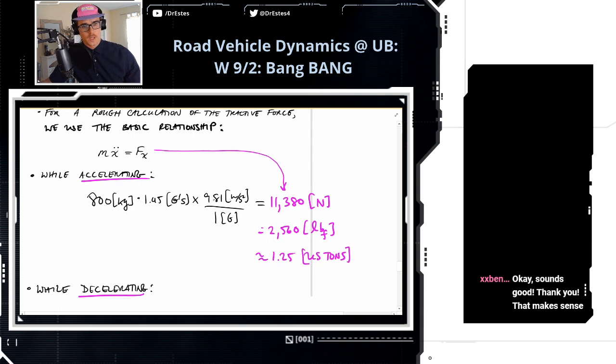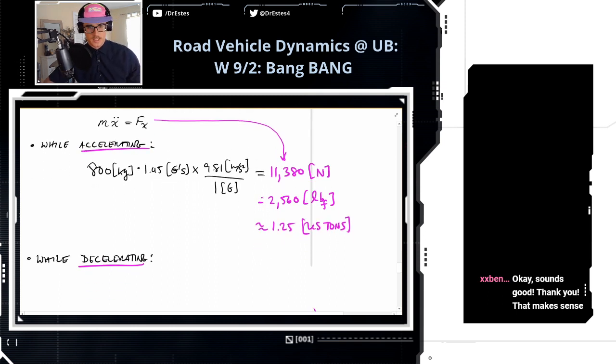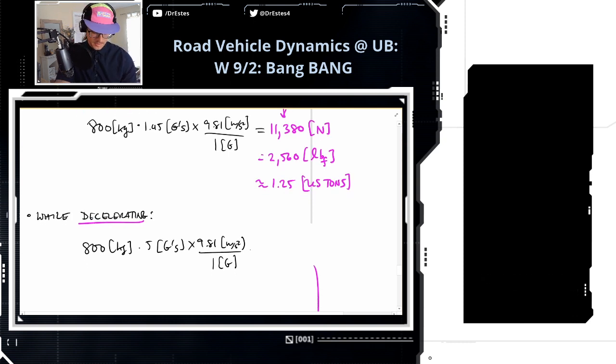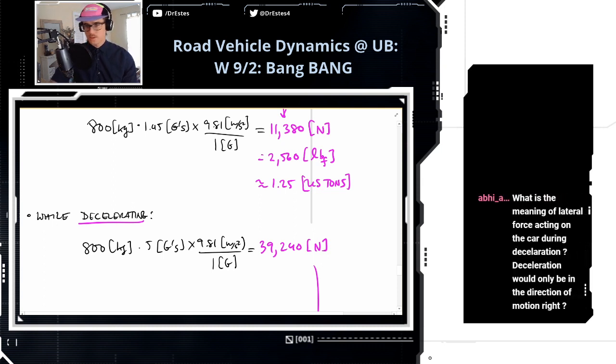Okay, and then decelerating. We said they can generate more acceleration while decelerating. So braking really eats up the tires, because look at this. Let's do the same calculation: the mass times the acceleration. Let's say they brake at like 5 Gs, which probably messes with your stomach a little bit, I'm guessing. I haven't tried it myself. So that's quite a bit more force, 39,000 newtons.